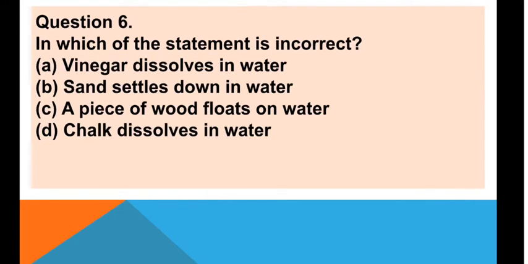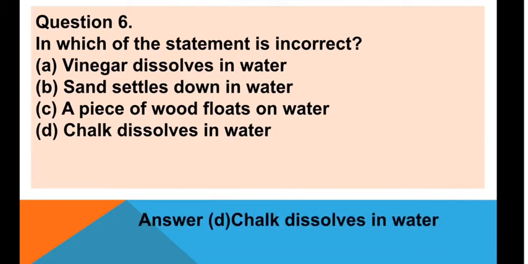Now we have question number 6. Which of the statements is incorrect? Option A, vinegar dissolves in water. Option B, sand settles down in water. Option C, a piece of wood floats on water. Option D, chalk dissolves in water. So as we know, water is a universal solvent, as it dissolves most materials, but oil, chalk, sawdust and sand do not dissolve in water. So option D, chalk dissolves in water, is the incorrect statement.